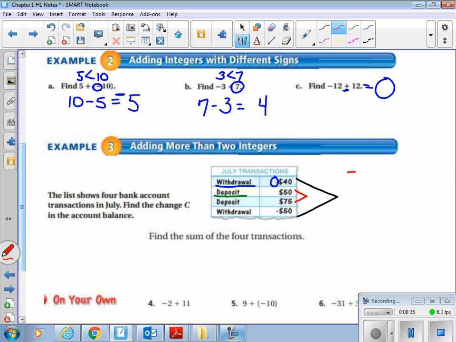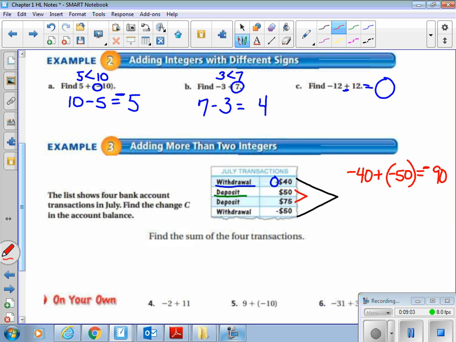So negative 40 plus negative 50, and I'm putting it in parentheses. Sorry, I want to make that a little bit clearer. I'm going to put it in parentheses so that my addition sign and my negative sign are not right next to each other. Negative 40 plus negative 50, my signs are the same. I'm going to add the numbers. 40 plus 50 gives me 90, and I'm going to keep the sign. A negative plus a negative is a negative 90.